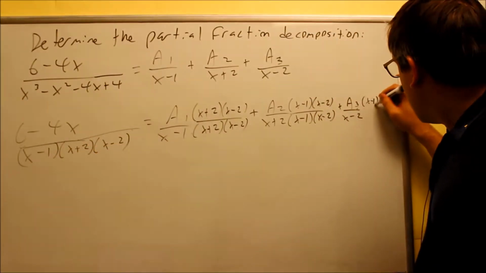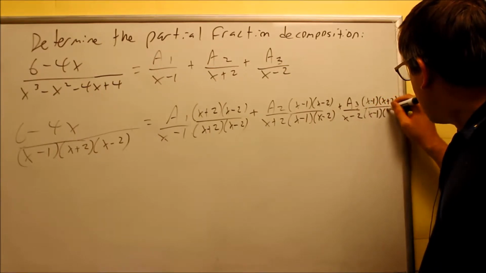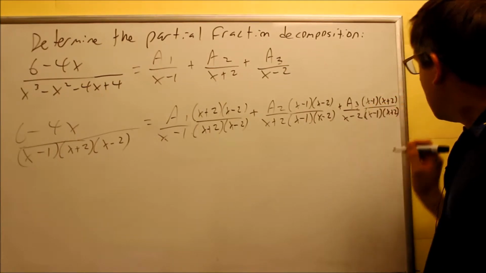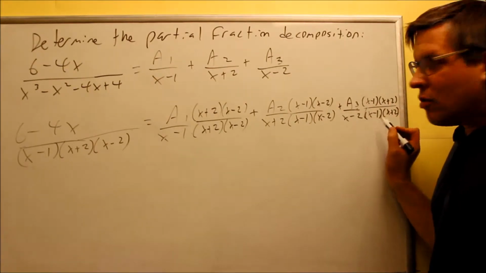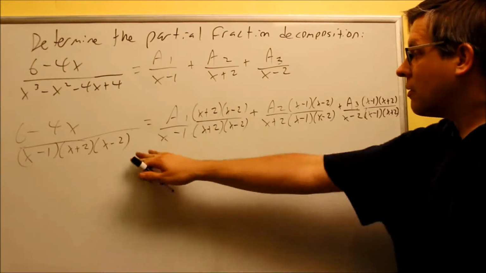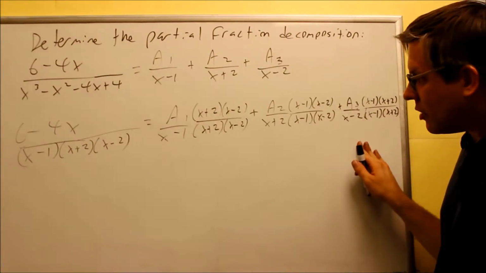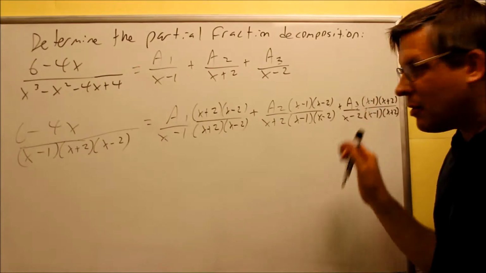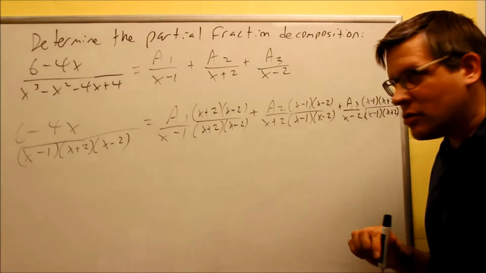So I have x minus 1, x plus 2, x minus 1, x plus 2. Hopefully you can see that. Go all the way to the edge here. But that's basically what you'll have there. So now everything has the same denominator. Because it has the same denominator, I can now eliminate the denominator and write out my equation I'm going to be using for either one of my two methods.